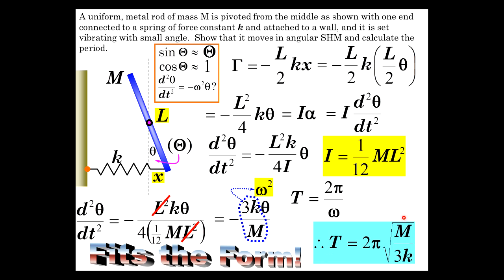This is the same form as regular translational SHM would be if the spring was connected to the center of mass and was just vibrating back and forth. Then it would just be 2 pi square root of m over k. But it's square root of 1/3 times that, because it's easier to grab one end when it's pivoted in the center and oscillate it back and forth than oscillating the entire mass. I'm sure that makes good sense to you.